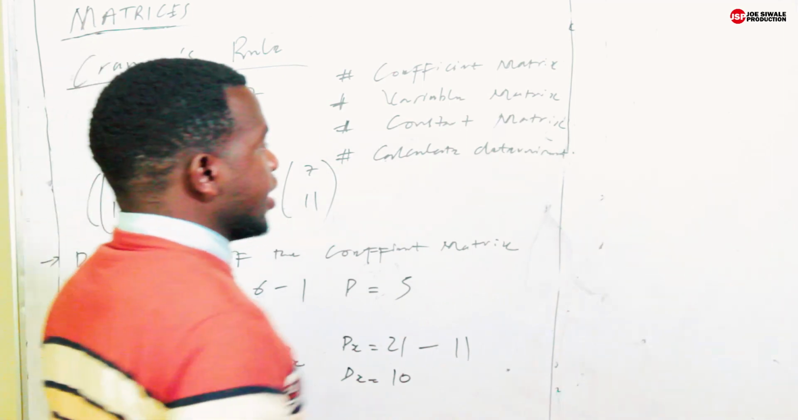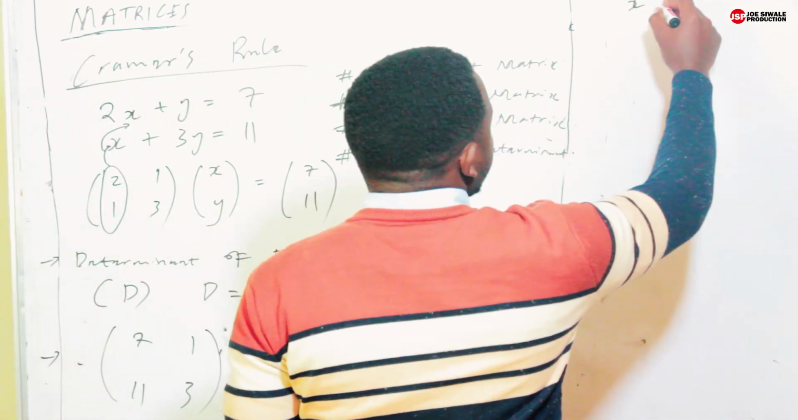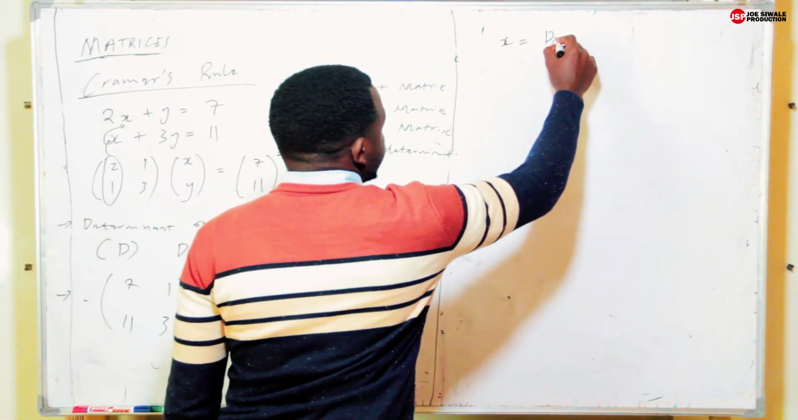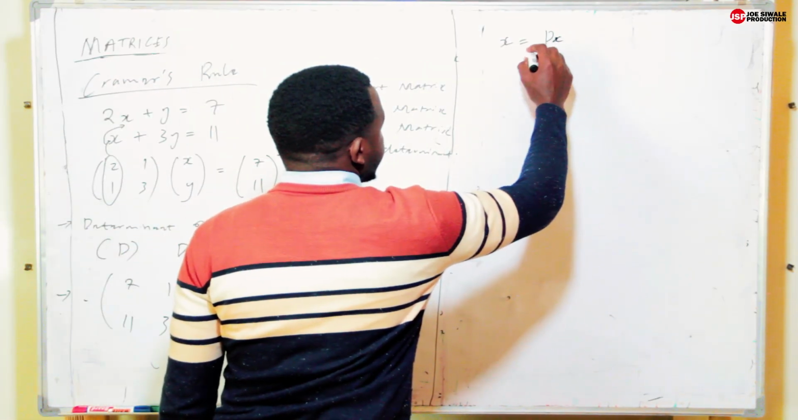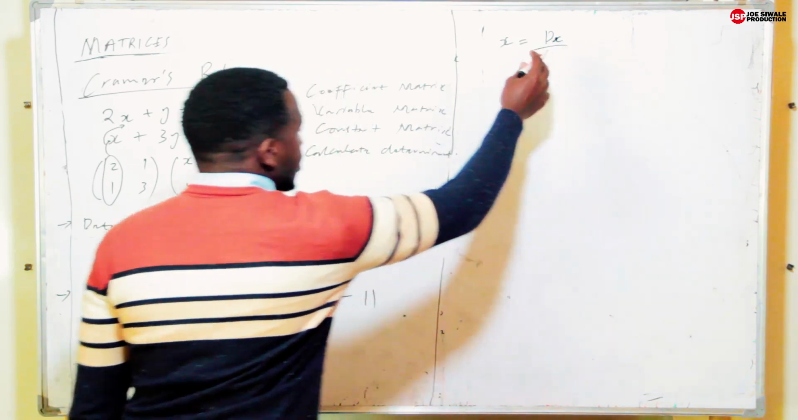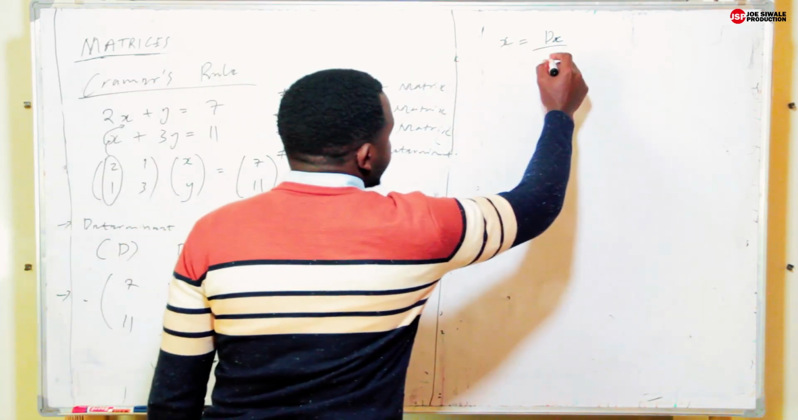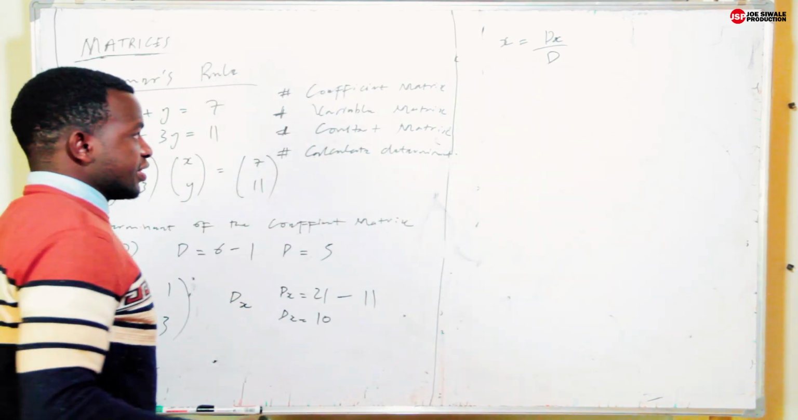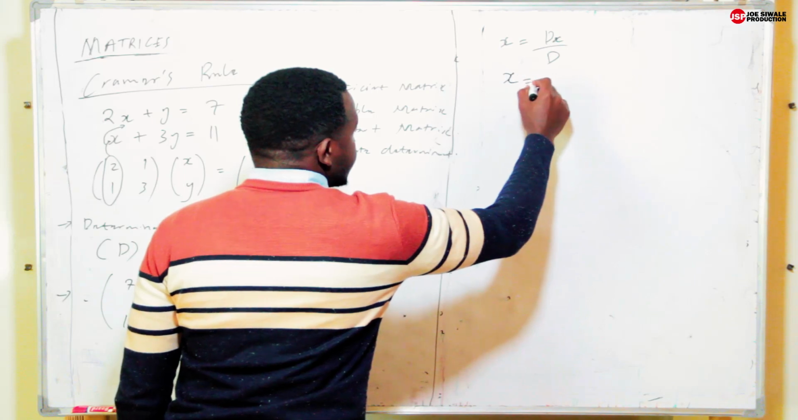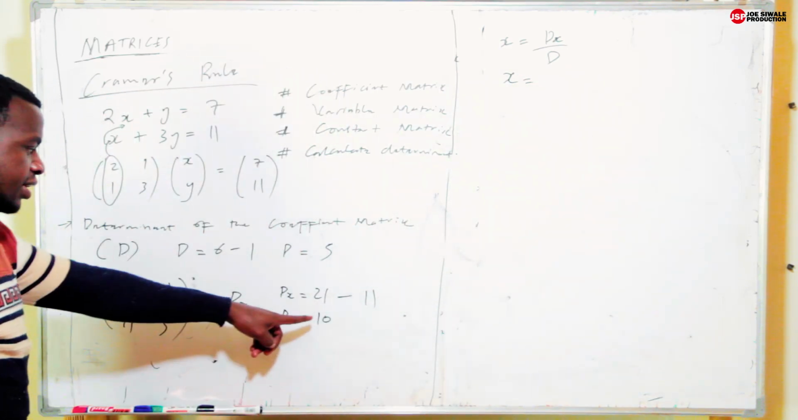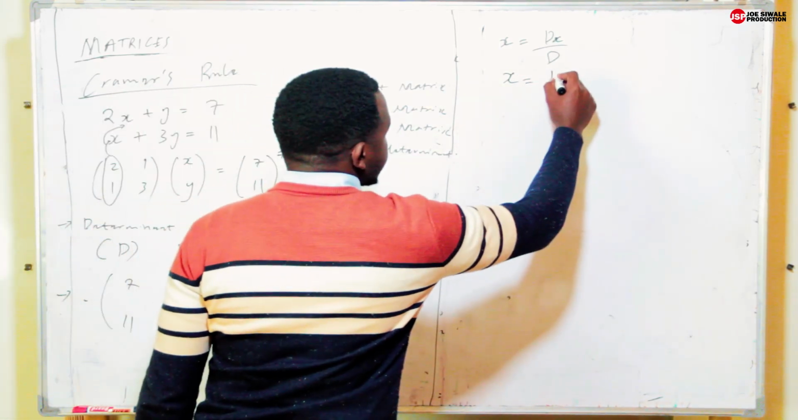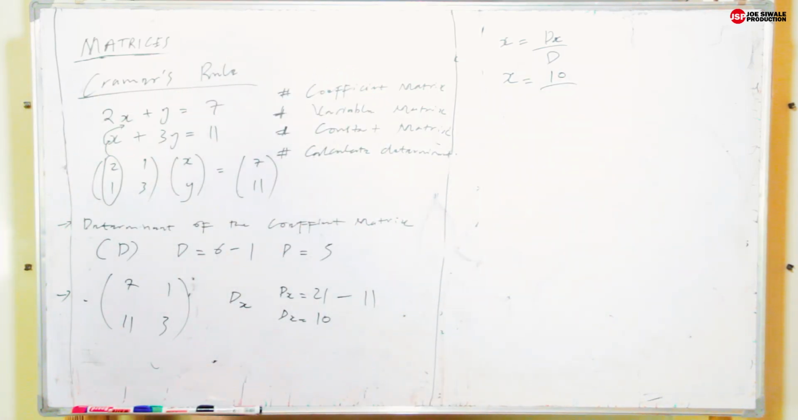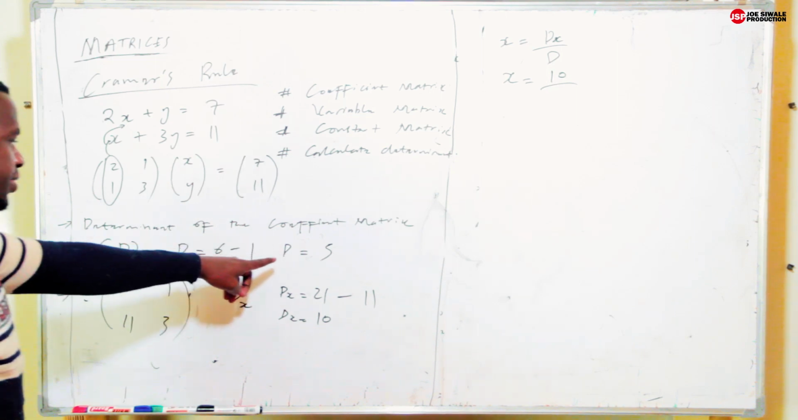And for us to find our x variable, we're going to use dx, the determinant of dx, and the determinant of D. The determinant of D represents the coefficient matrix. So x is equal to our dx, that's 10, divided by the determinant of our coefficient matrix, that's 5.